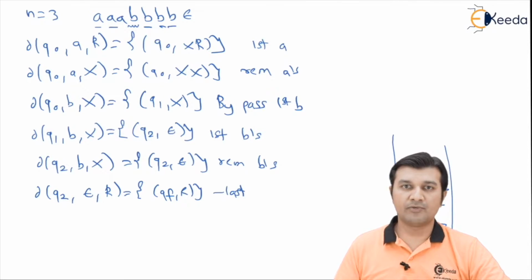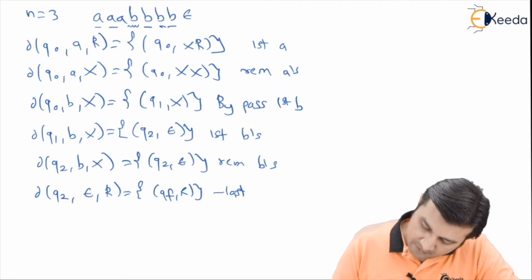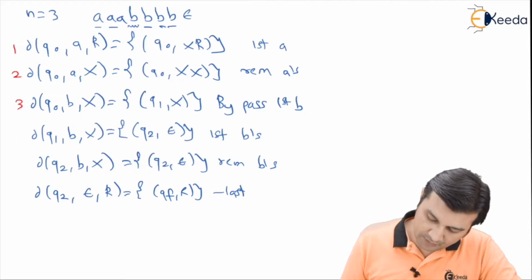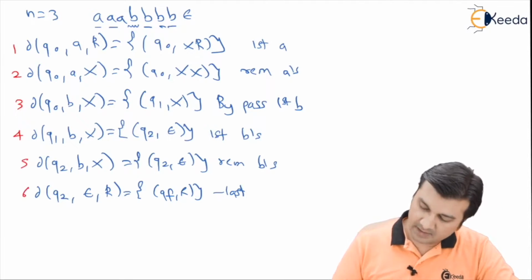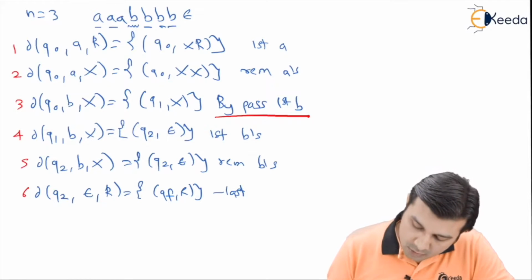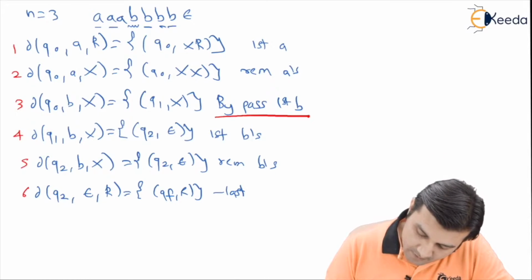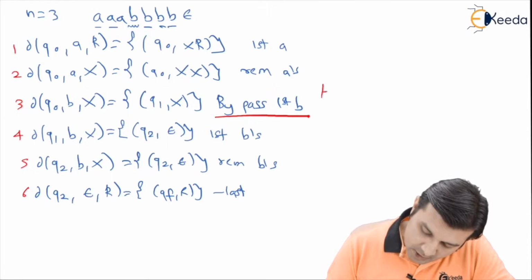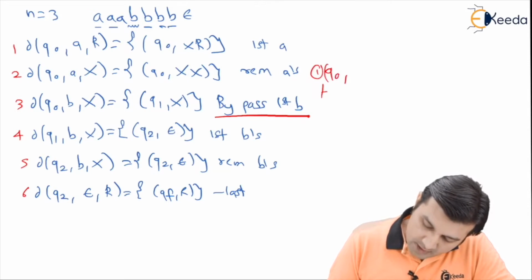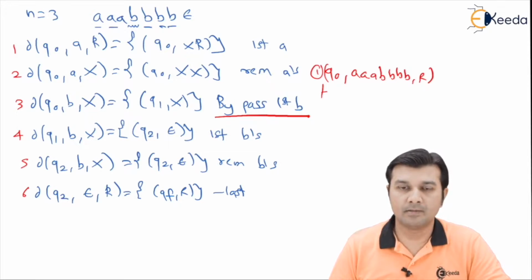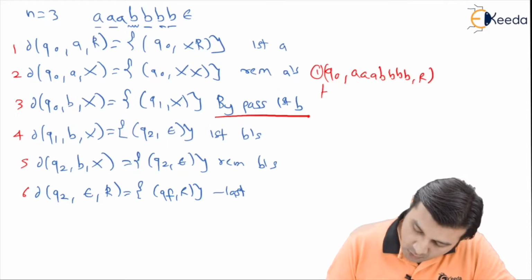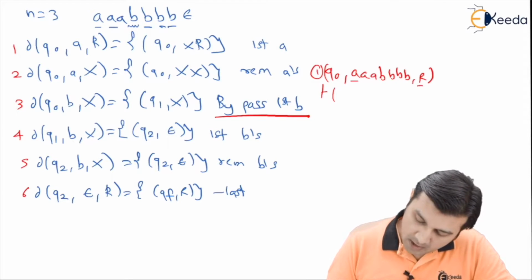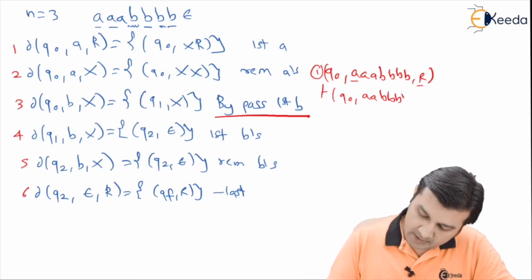Let's consider an example for the same. So we have rule 1, 2, 3, 4, 5, 6. Now let's consider an example. So I have, starting with my q0, input is 3 a's followed by 4 b's and the stack top is r. Then I have in state q0, input a, stack top r. Using rule 1, go to q0, 2 a's, 4 b's, xr.